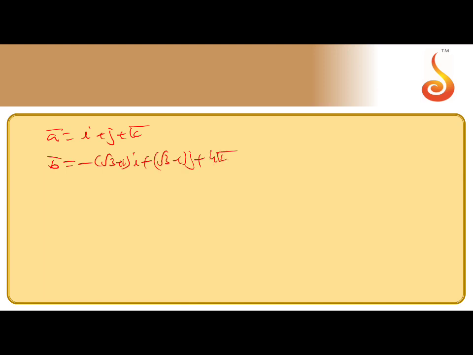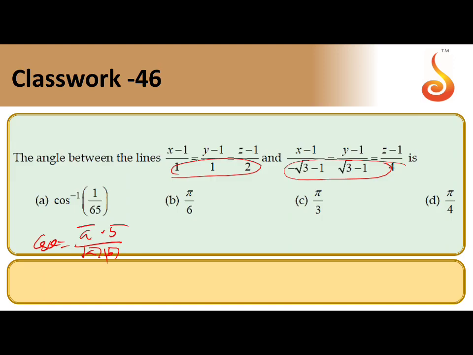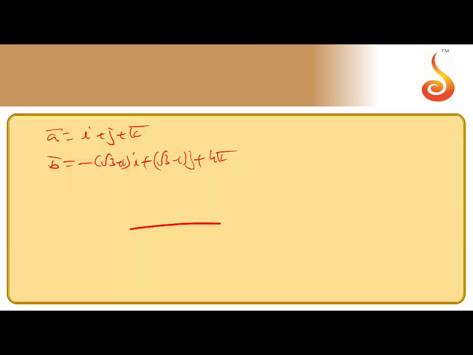So once you check it: minus of root 3 plus 1, root 3 minus 1, 4. These are the values you got here. So first find a dot b. You can solve directly: minus root 3 minus 1 plus root 3 minus 1 plus 4. So what comes? Root 3 cancels. So we'll get 2. Here once you check, this is 4k, sorry, this comes to 8. The value of a dot b is 8.